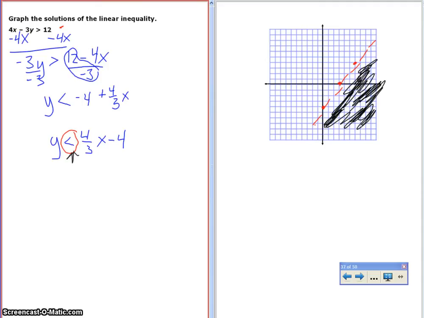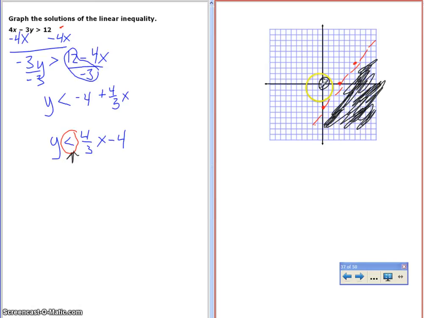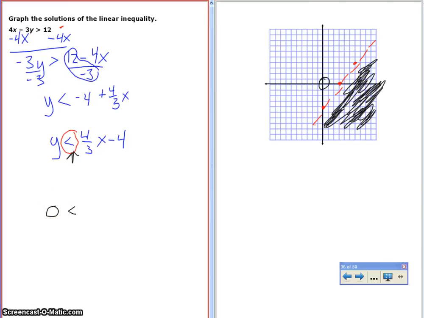I'm going to use a different trick now to double check that my answer is correctly shaded. I love using the origin as a point to plug in. In this case, if I plug in the origin, I want it to not work because this is the part that's not shaded. So if I do that, I would plug in 0 is less than 4/3 times 0 minus 4, which would mean that 0 has to be less than negative 4, and that's not a true statement. And over here at the origin is not shaded, so I know I shaded correctly.